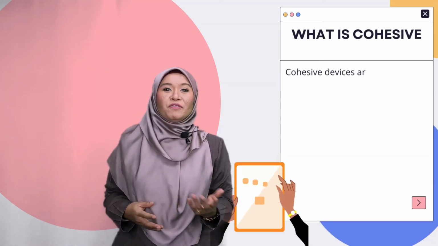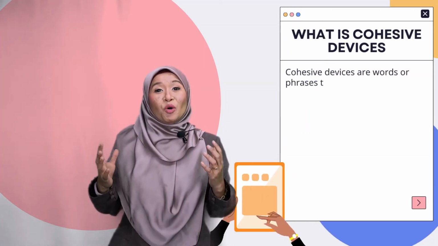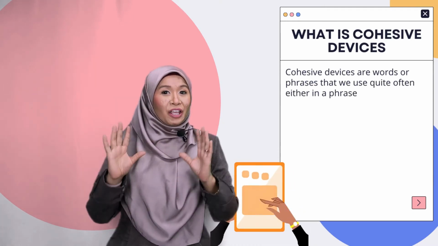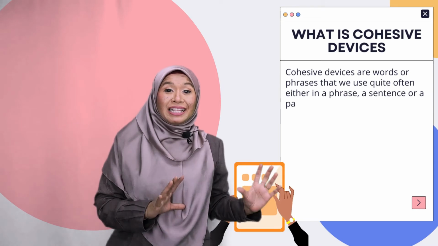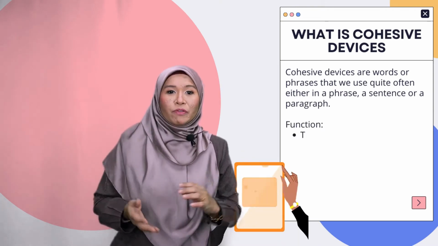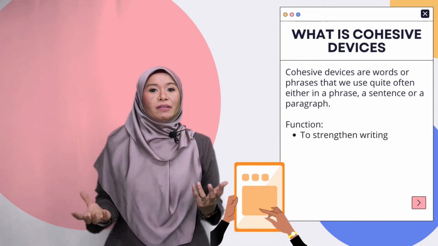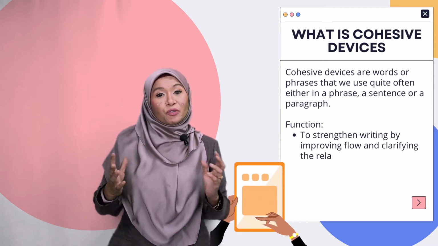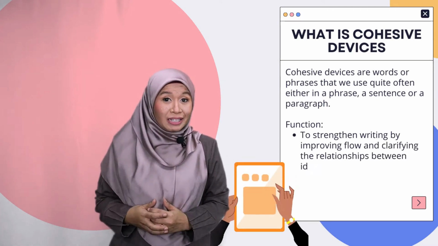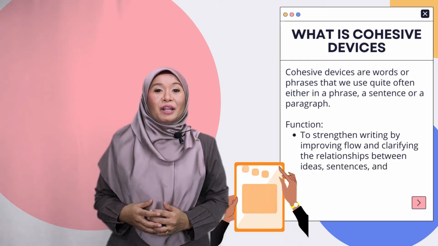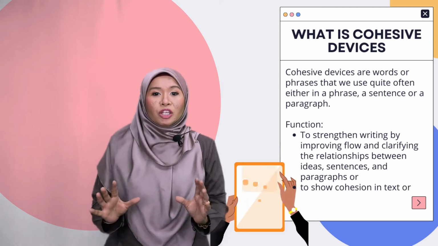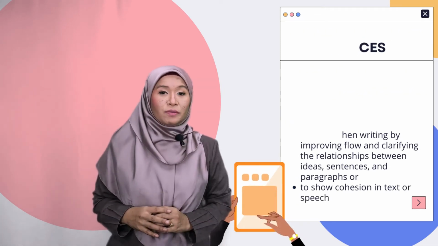What are cohesive devices? Cohesive devices are words or phrases that we use quite often in a phrase, a sentence, or a paragraph. We use them to strengthen writing by improving the flow and clarifying the relationship between ideas, sentences, and paragraphs. In other words, to show cohesion in text or speech.